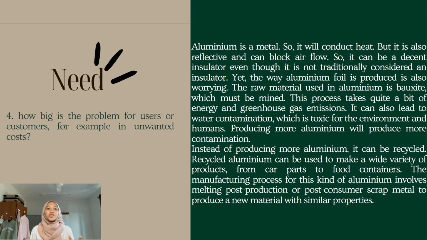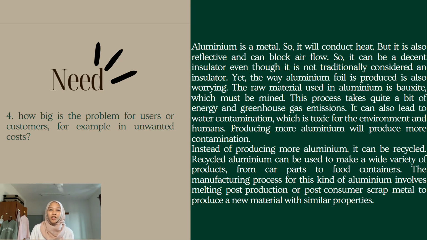The raw material used in aluminium is bauxite, which must be mined. This process takes quite a bit of energy and produces greenhouse gas emissions. Those gas emissions will turn into toxins that will be thrown into the sea or gases that will become toxic for the environment and humans. Producing more aluminium will produce more contamination.